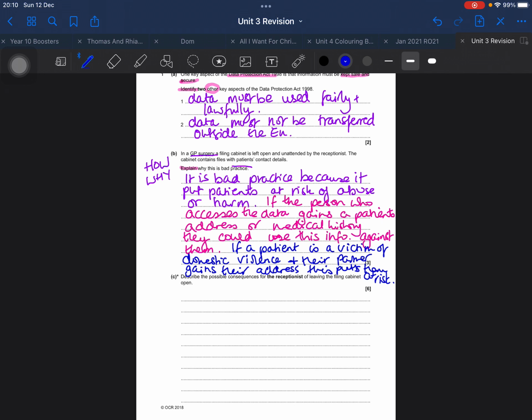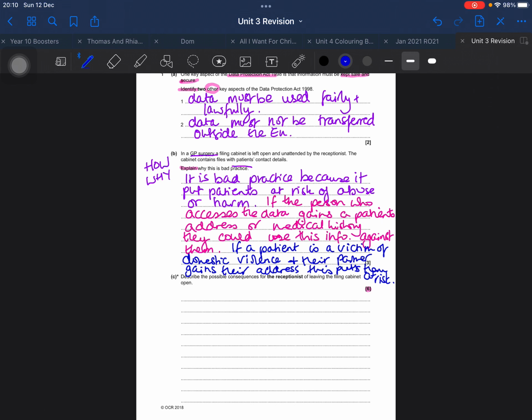Okay, we're on to our first long answer question, and this one is worth 6 marks. So remember, when we're looking at long answer questions, they tend to be level assessed responses. This one is 2 levels. So level 1 is 1 to 3 marks. That's a basic description of the consequences involved in this situation. And level 2 is 4 to 6 marks. This is a more detailed description of the consequences based on the issue that the filing cabinet has been left open. So we need to consider those.